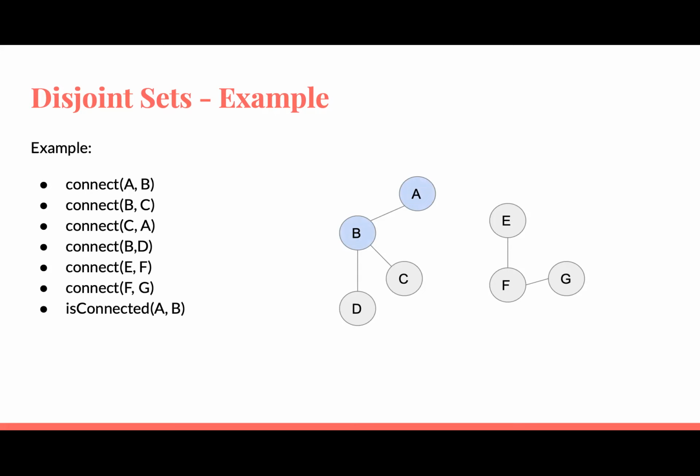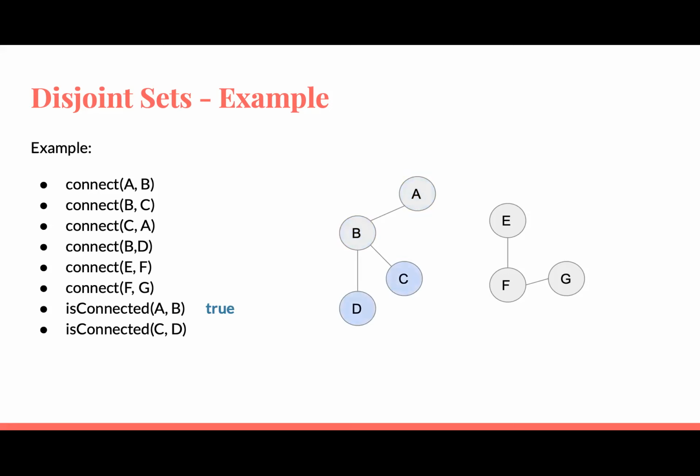Well, we have to try to find, for them to be part of the same set, there must exist some path between A and B. So right here on the left, you can see that between A and B there is a path. So we can return true in this case.